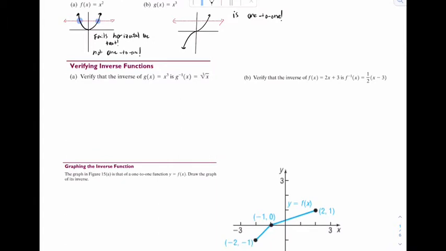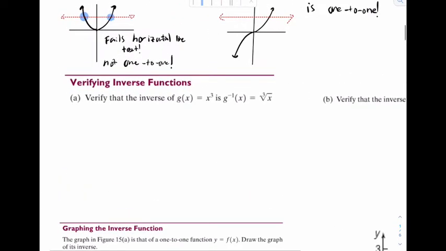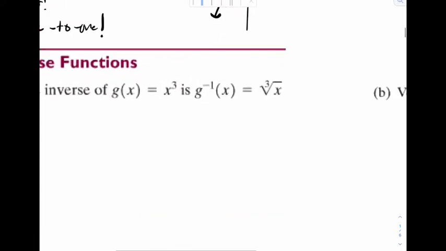Now it says verifying inverse functions. So inverse functions we'll talk more deeply in class, but for now think of them as a function that will undo a given function. So it says verify that x cubed is the inverse of cube root x. So really notice what this is doing, right? This is cubing x. This is the cube root of x. So they would definitely undo each other. So intuitively, we can see that they are in fact inverses.